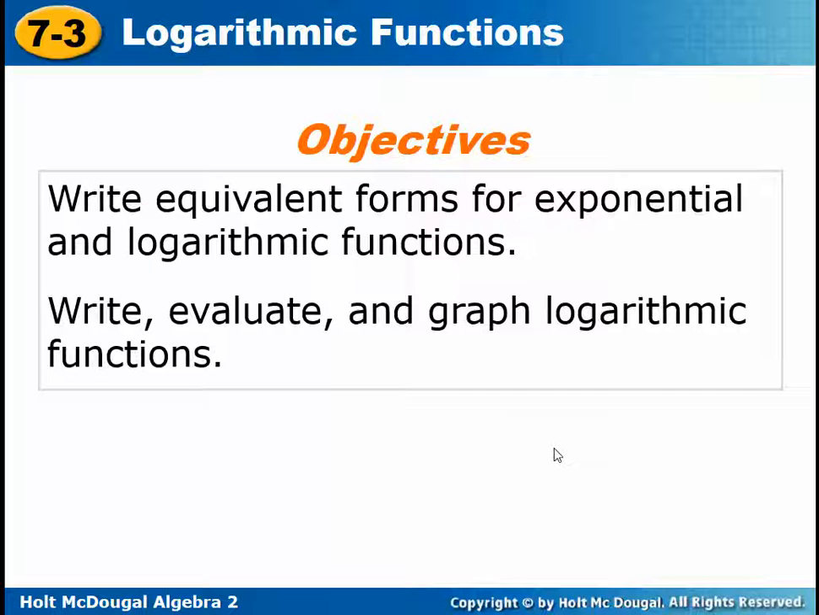Hello, this is Ms. DB, and in this lesson we are going to learn about logarithmic functions. We call these log or log functions for short. This is from Chapter 7, Section 3. So our objectives are to write equivalent forms for exponential and logarithmic functions and to write, evaluate, and graph log functions.